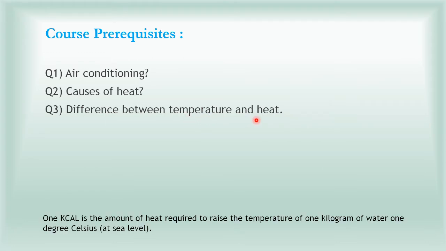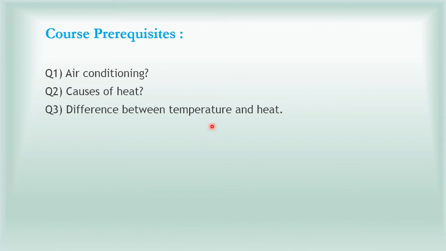Now I am telling you that the unit of heat is kilocalorie. So let us first define what a kilocalorie means. One kilocalorie is the amount of heat required to raise the temperature of 1 kilogram of water by 1 degree Celsius. That means take 1 kilogram of water and raise its temperature by 1 degree Celsius. The amount of heat required for this purpose is nothing but the kilocalorie.